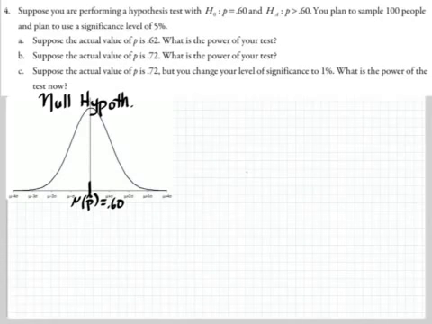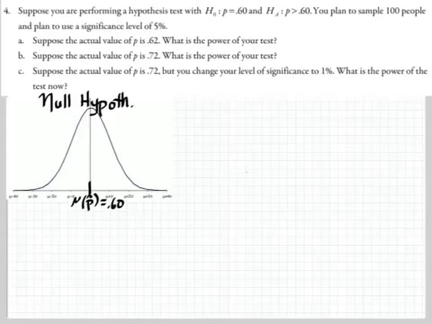Suppose you're performing a hypothesis test with a null hypothesis of 60%, an alternate of greater than 60%. You're going to sample 100 people and plan to use a significance level of 5%. So we're going to compute the power of the test. But before we go into that, we need to think about what p hat you would need to observe in order to reject the null hypothesis.